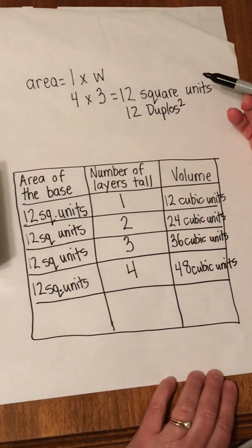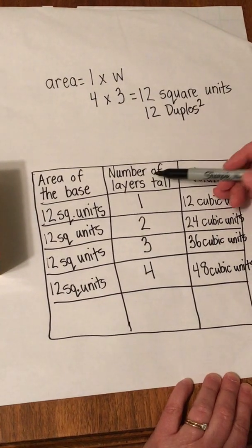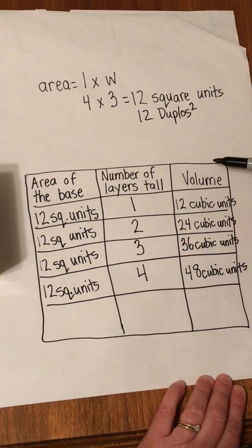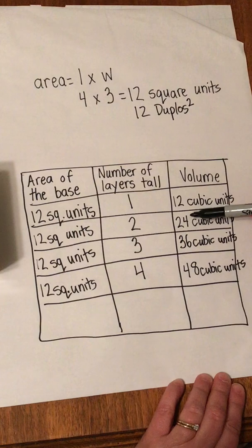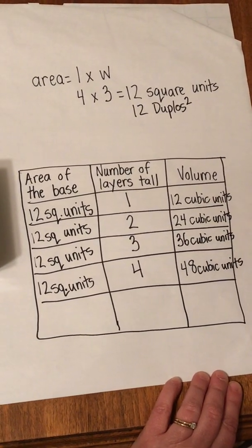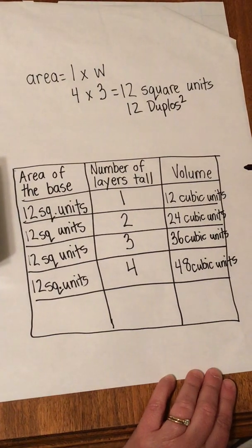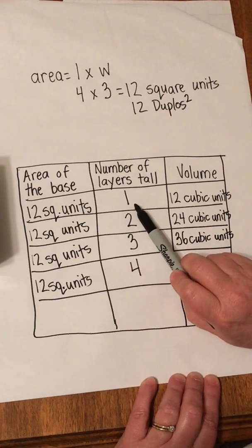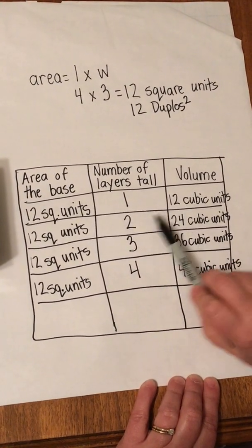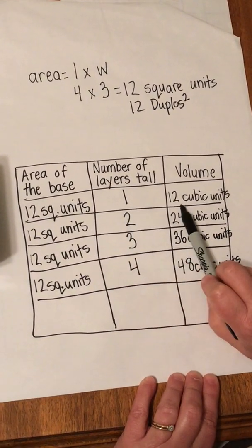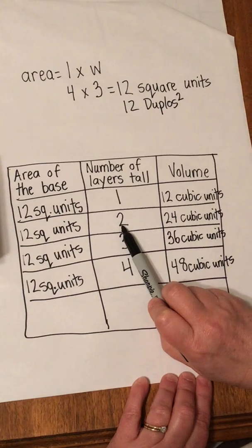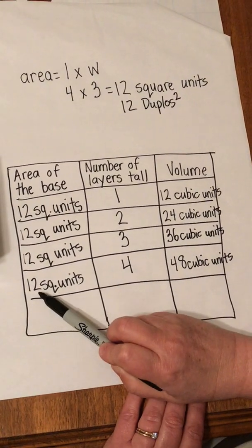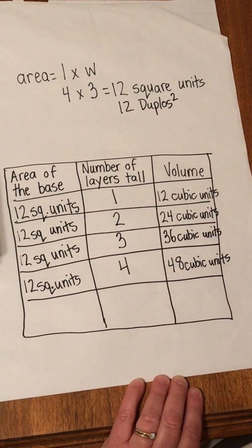So, did you notice any patterns? The first one that jumped out at me is when I look at the number of layers, it increased by 1. When I look at the volume, each time we added 12 more cubic units. Here's one more thing I noticed. If I take the area and I multiply it by the number of layers, that gives me the volume. 12 times 1 is 12. 12 times 2 is 24. 12 times 3 is 36. And 12 times 4 is 48.